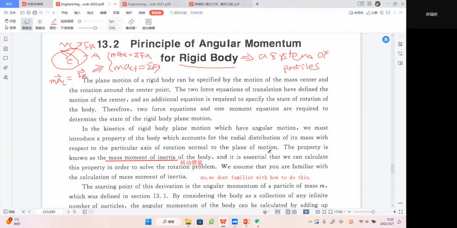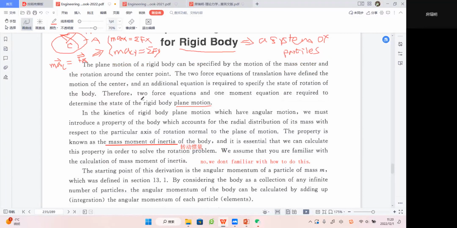That means we still require another equation to give us the information of this rotation. That means the rotation movement is the relationship between the movement and the moment MC, right? Therefore, two force equations and one moment equation are required to determine the state of rigid plane motion.